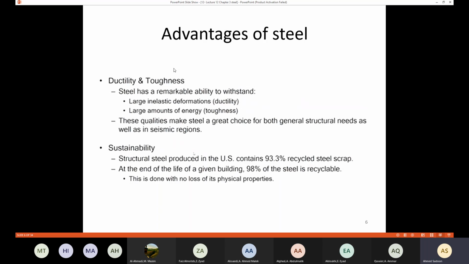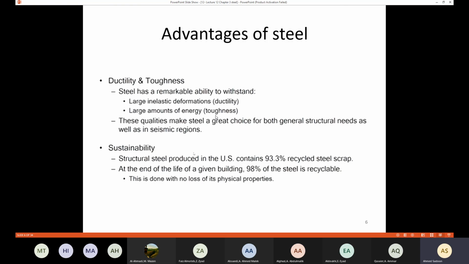Also, we have other advantages for steel, like ductility and toughness. Steel has a remarkable ability to withstand large inelastic deformation, which means it has large ductility. We talk about ductile material and brittle material, and steel is going to provide a large capacity of ductility. Also, it is going to provide a large amount of energy absorption.